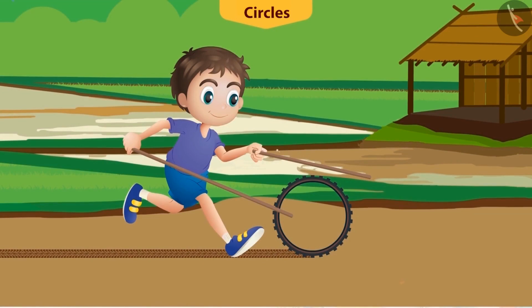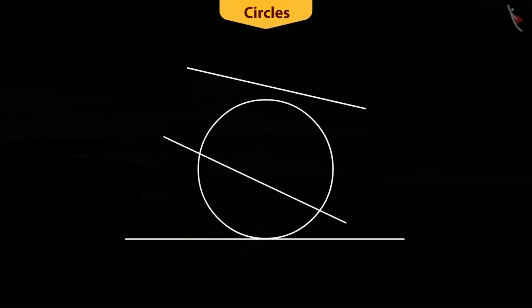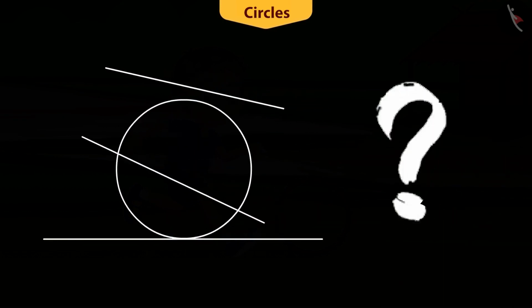What can you see in this figure? Absolutely right. In this figure, we see a boy playing with 2 sticks and a wheel. If we represent the wheel by a circle, the wheel marks and the sticks by lines, then we get a figure like this. Observe this figure. What can you say about the circles and the lines here?